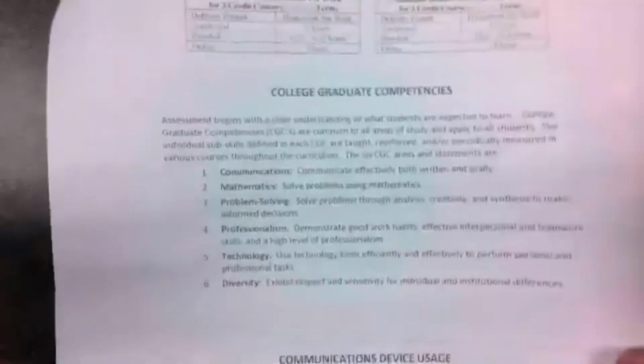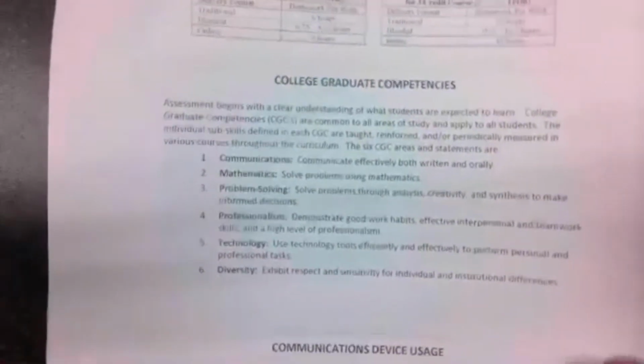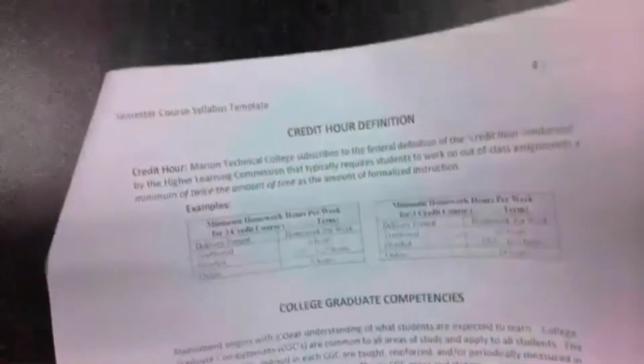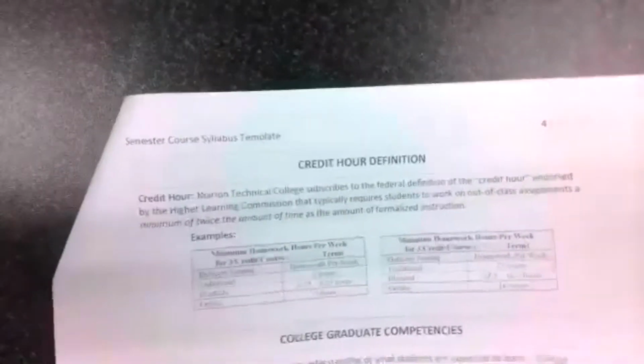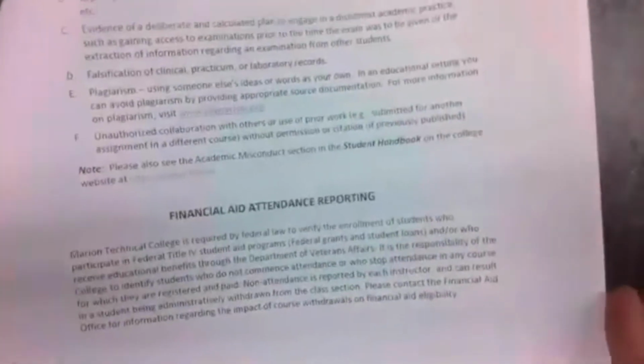And I'll let you read through the rest of the syllabus on your own. It's just some things that you're going to see in every class: your competencies, device use, how much you should study for however many credit hours you have, talking about plagiarism, financial aid, and stuff like that. Okay?